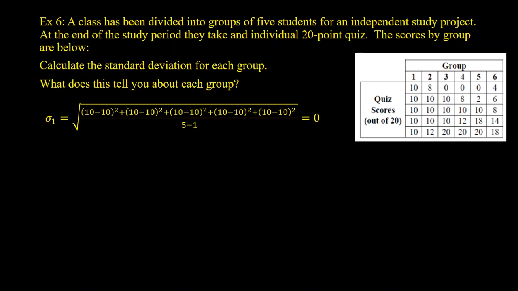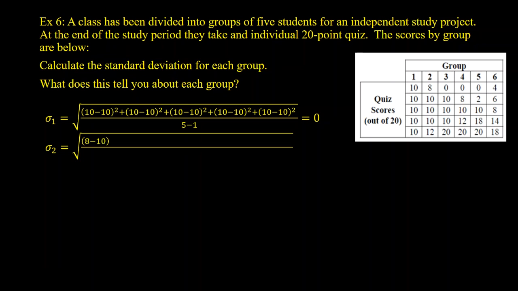We'll do the same thing. Remember, we know our mean is 10 already. So sigma group 2 is 8 minus 10 squared, plus 10 minus 10 squared, plus 10 minus 10 squared, plus 10 minus 10 squared, plus the last one, 12 minus 10 squared, divided by 5 minus 1, which equals 1.41. So, on average, the scores in group 2 vary by 1.41 points. So the average distance from the mean for all the data points is 1.4 points.